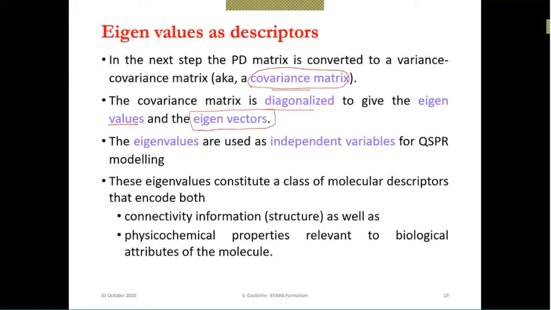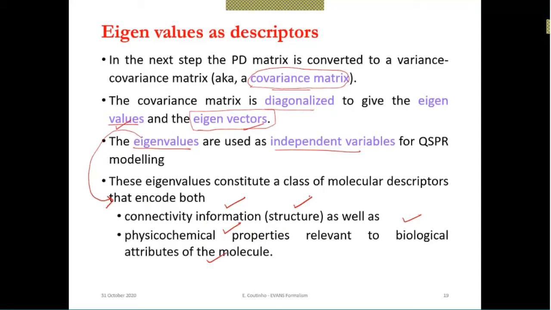At present, we are only using the eigenvalues to correlate with the pharmacokinetic, pharmacodynamic, or toxicity endpoints. These eigenvalues are used as the independent descriptors for our QSPR modeling. So to sum up, the eigenvalues are rich in information because they encode connectivity, that is the structure, as well as physicochemical properties that are very relevant to the biological attributes of the molecule.